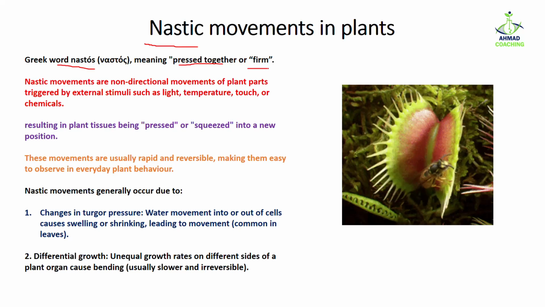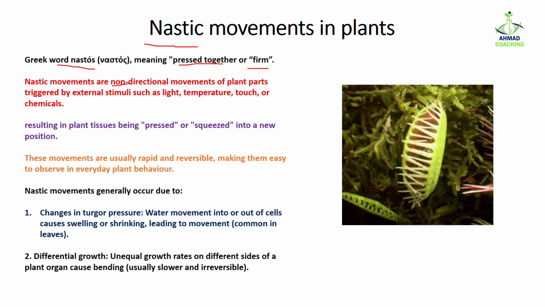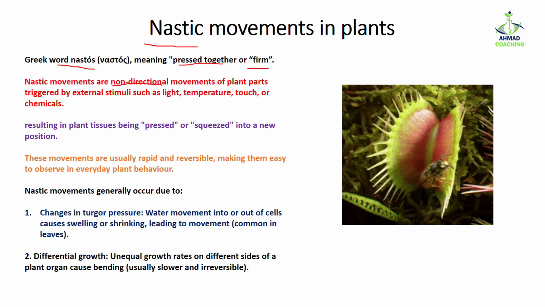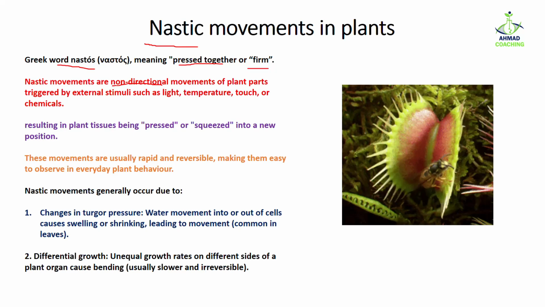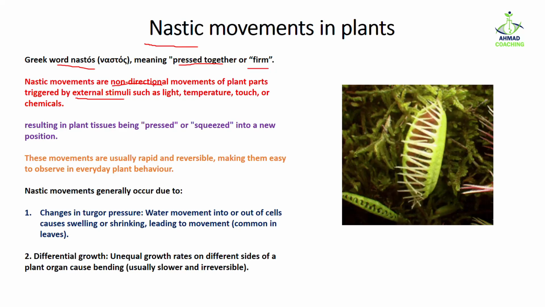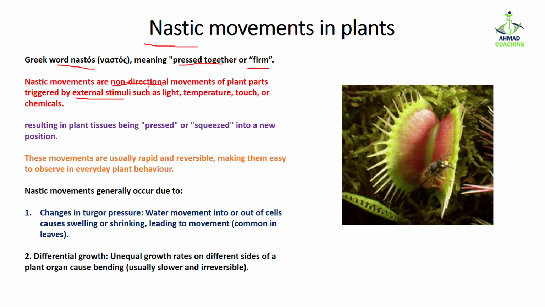So in plants, when Nastic movements happen, they are non-directional movements. When you say non-directional, it means that this movement can happen in any direction irrespective of the stimulus. No matter from where the external stimulus is coming, the movement of the plant is going to be non-directional, or they can move from one direction to any direction.